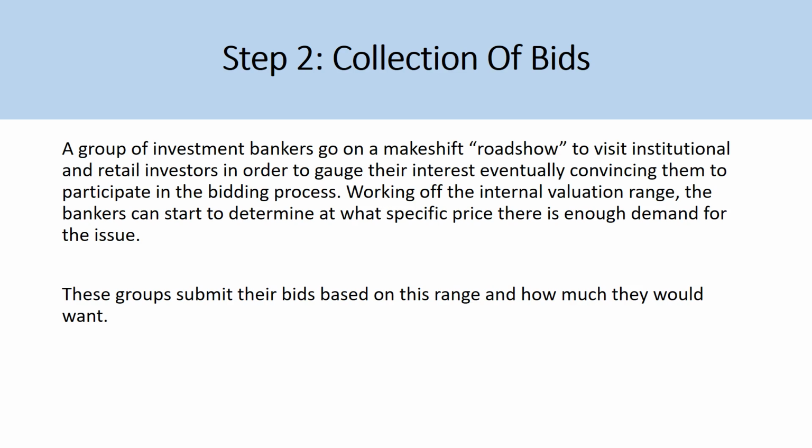So in step 2, they collect the bids. A group of investment bankers go on a makeshift roadshow to visit institutional and retail investors in order to gauge their interest, eventually convincing them to participate in the bidding process. Working off the internal valuation range, the bankers can start to determine at what specific price there is enough demand for the issue. These groups submit their bids based on this range and how much they would want.